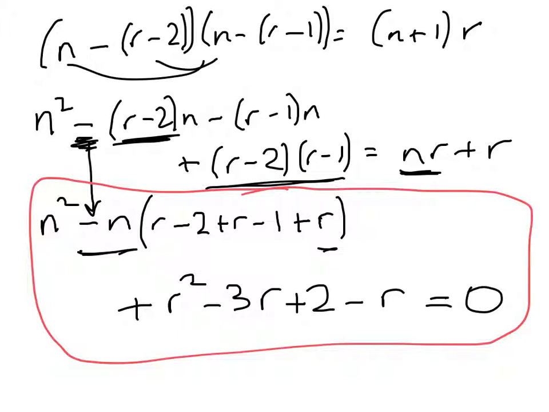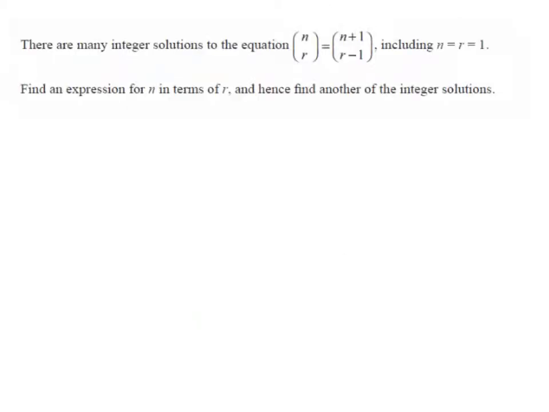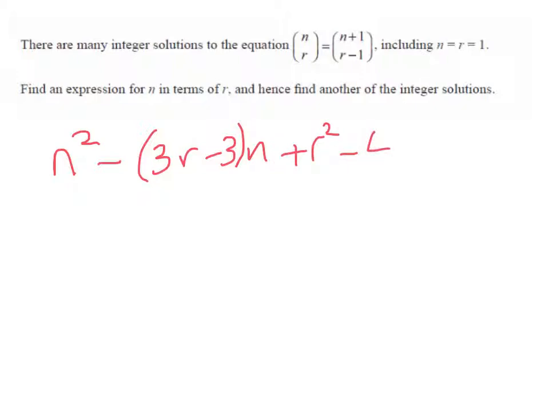So now I'm going to collect up all of those terms, so you can try that now. That's just the question come back. So collecting up those terms, I get n squared minus 3r minus 3n plus r squared minus 4r plus 2 equals 0.